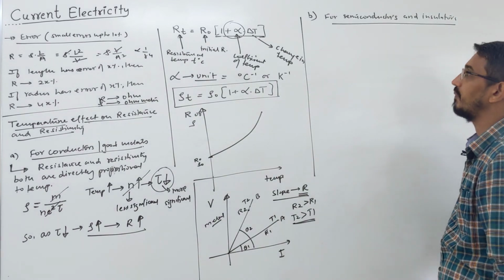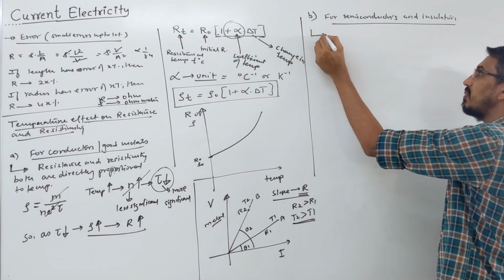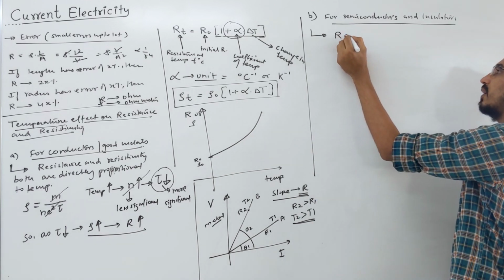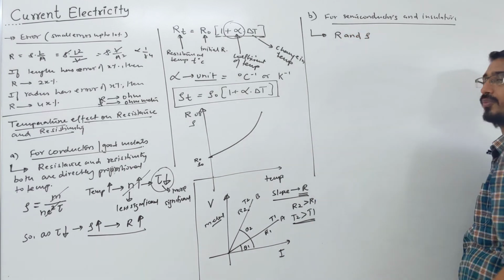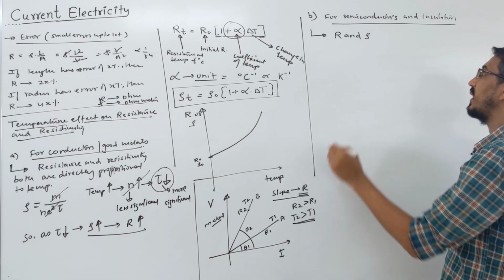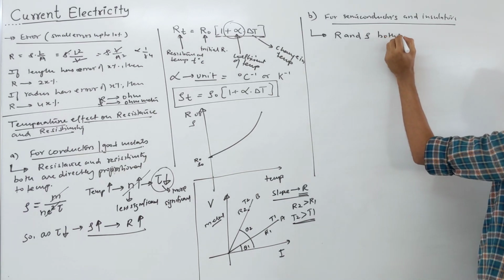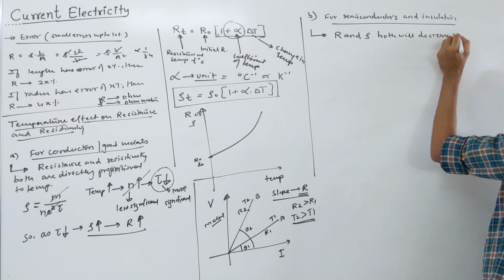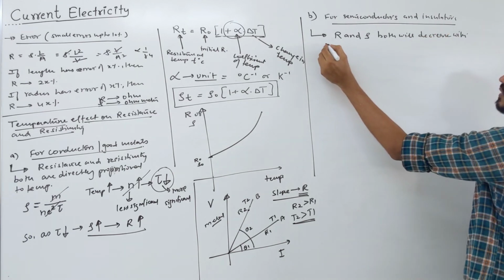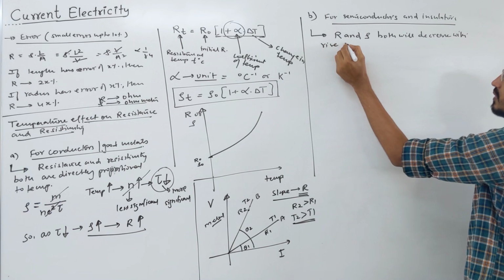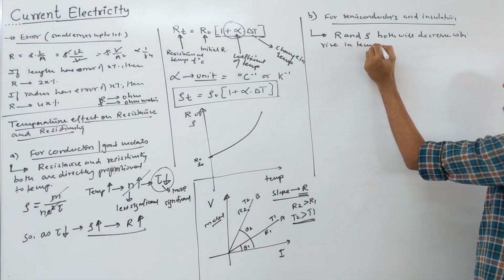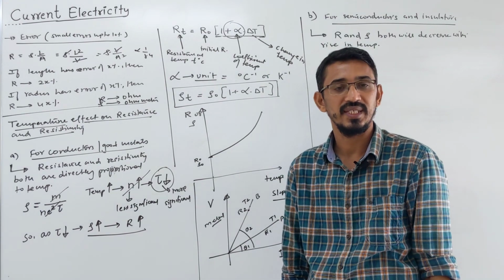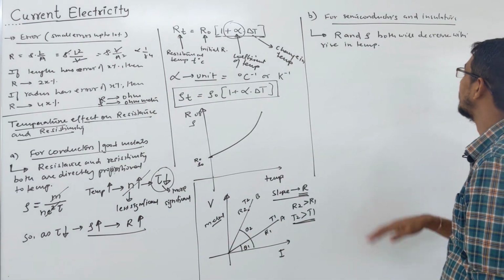Now watch carefully. Here it will be inversely proportional. Correct? Your resistance R and resistivity rho, both will decrease with rise in temperature. Here both values will decrease when the temperature of the wire is increased. Correct? Why they decrease, I will say.